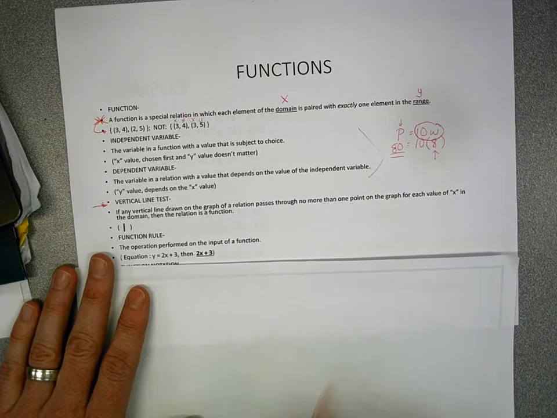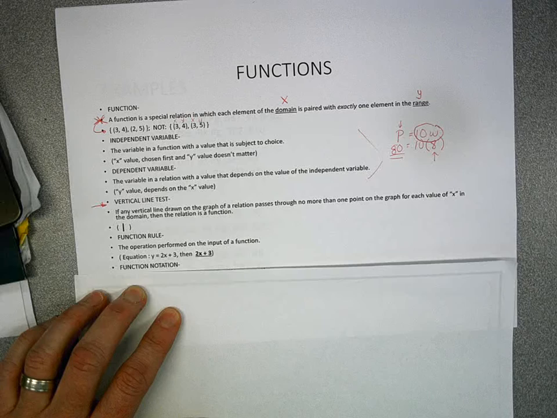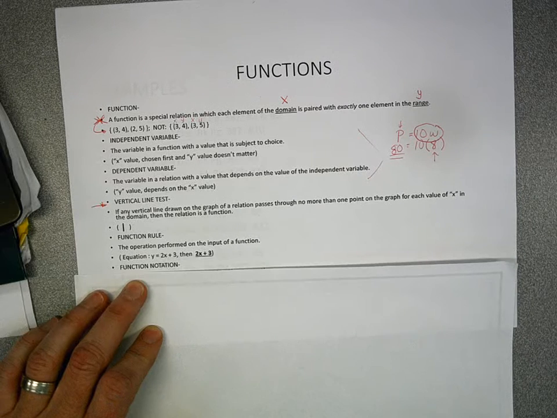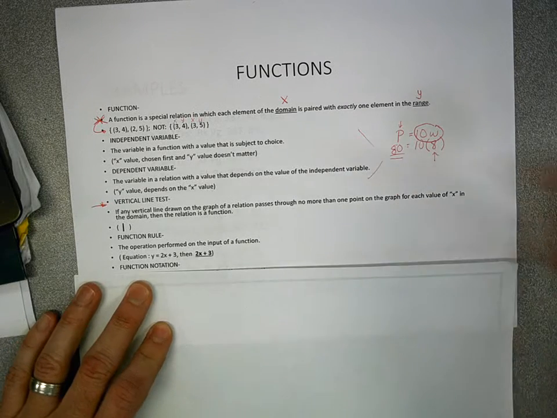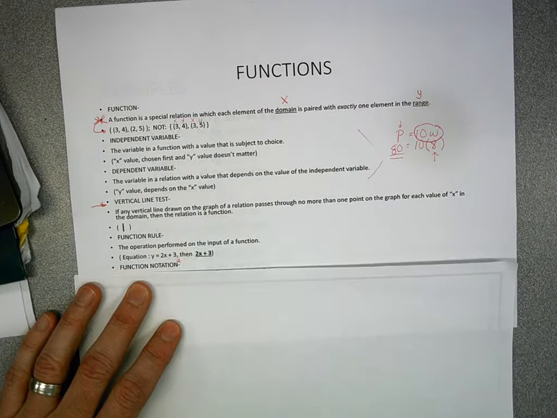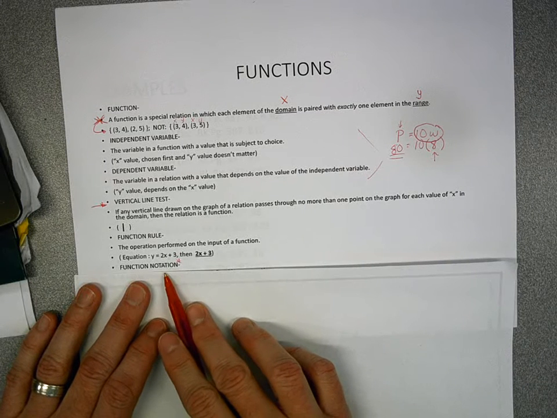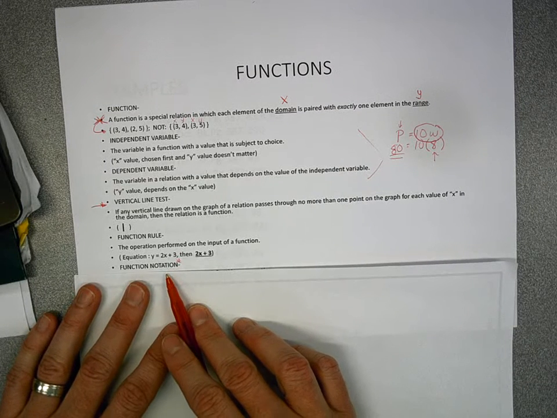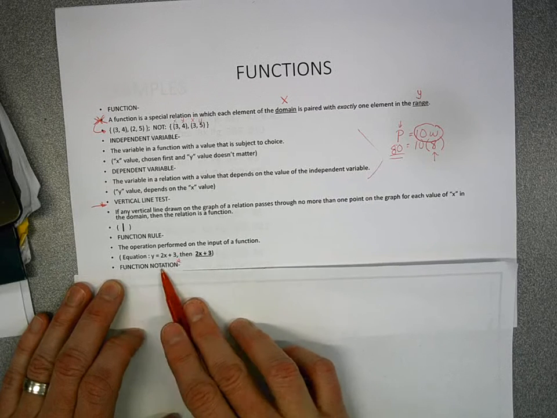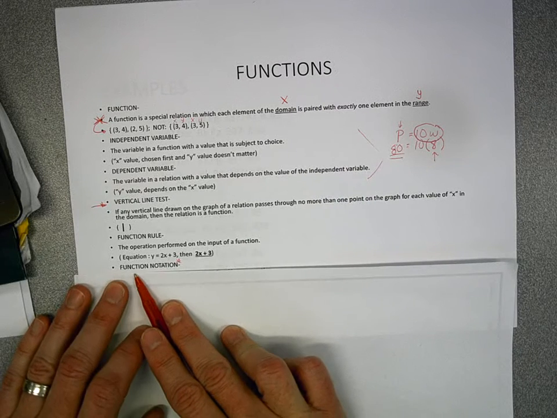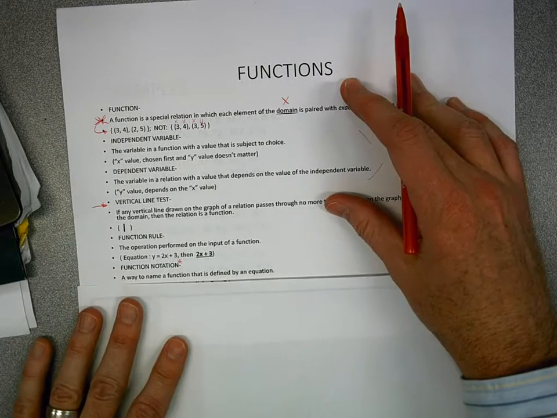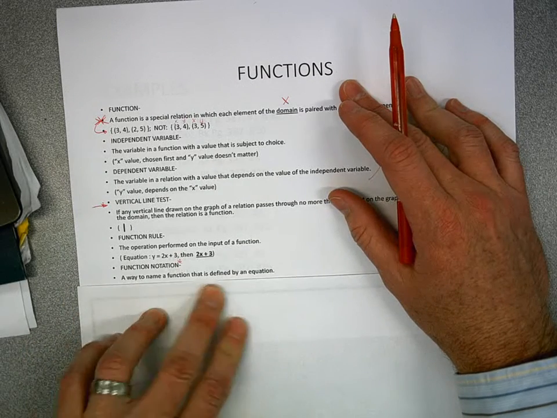Okay? And then the next one is function notation, everyone. Anyone remember what the word notation is? Scientific notation? It's been a little while. Does it sound familiar? What's the root word of notation? Note. A note or a piece of writing. Basically, this is the form of writing that you'll write a function in, or you'll see it. A way to name a function that is defined by an equation.